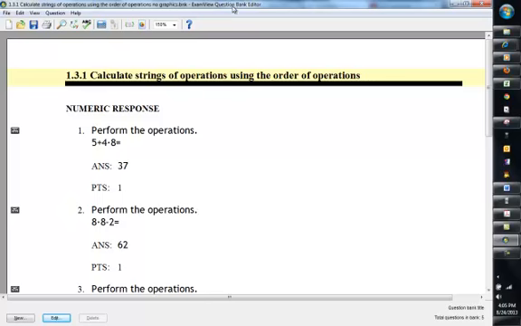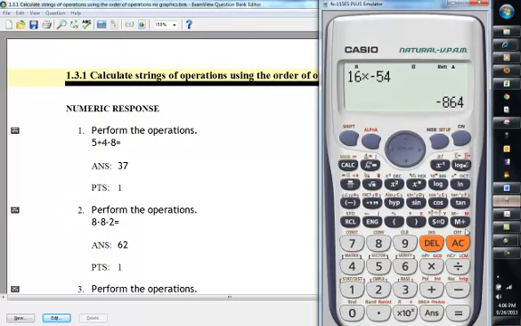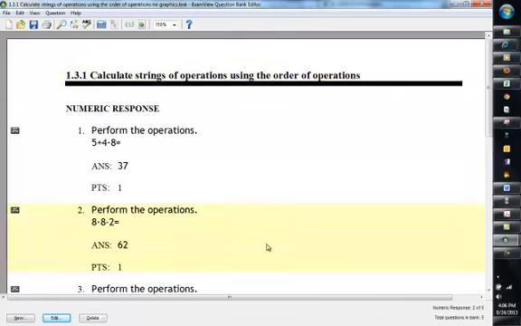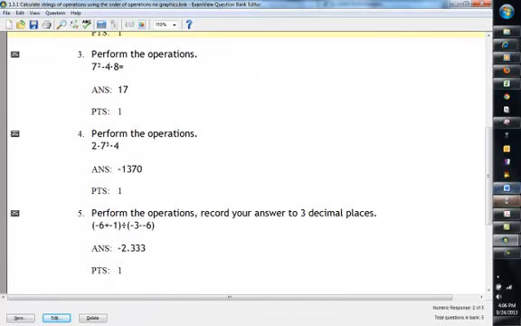Now, using our calculator, the one that we have in our class, it's easy to do the order of operations if we write it just the way we see it in the problem. So if you notice here, 5 plus 4 times 8, it will calculate the 4 times the 8 first and then add 5 and get 37. Same thing for the next one, 8 times 8 minus 2 is 62, because it's going to calculate the multiplication first and then the addition and subtraction.